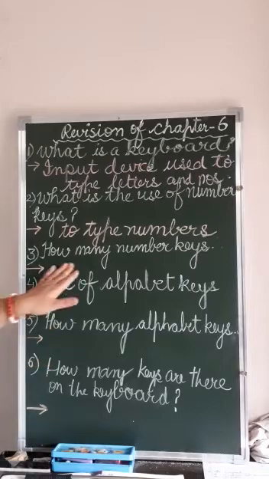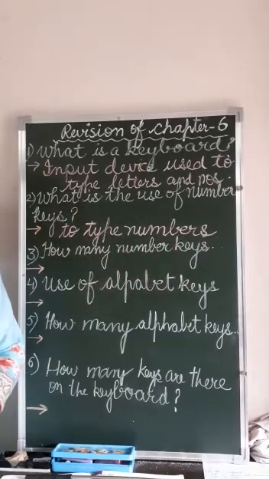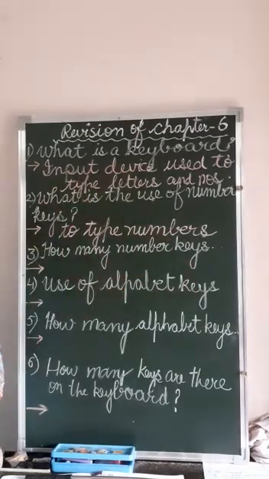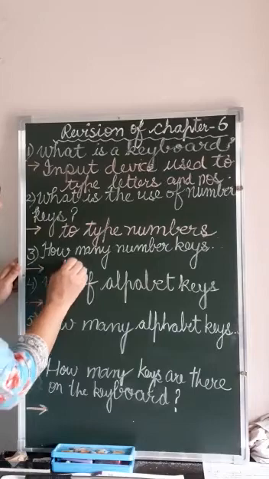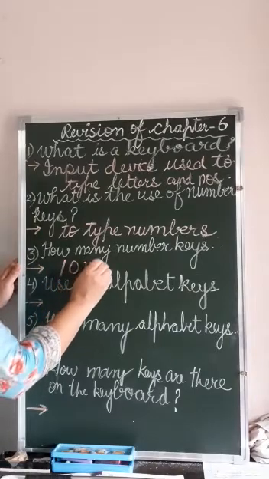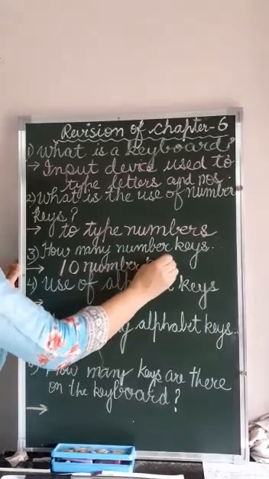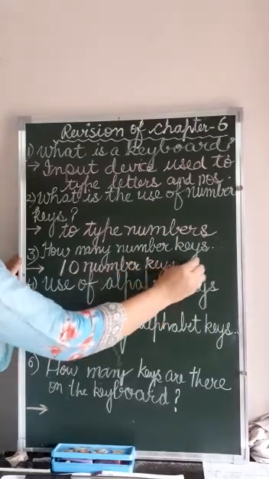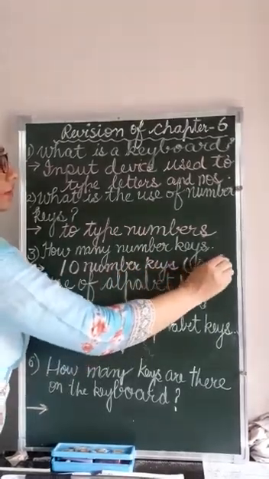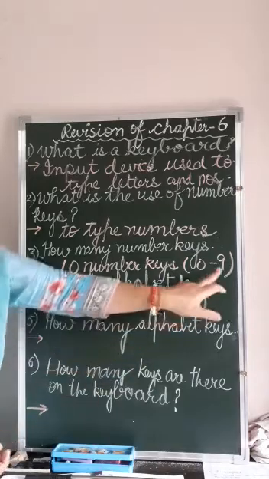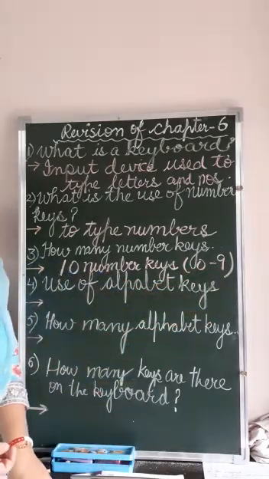Now, how many number keys are there? On the keyboard, you have seen the number keys. There are 10 number keys. Do you know which number keys are there? 0 to 9. There are number keys from 0 to 9 on the keyboard.